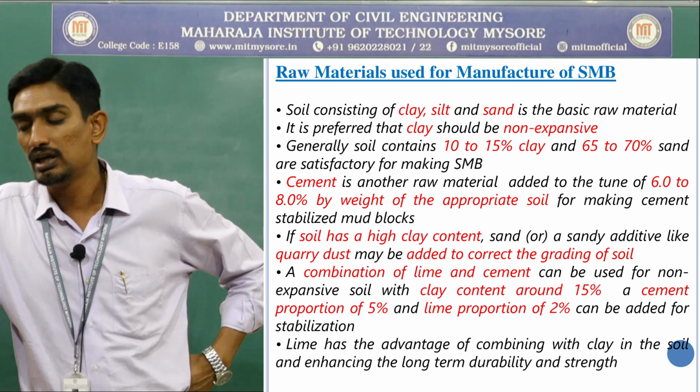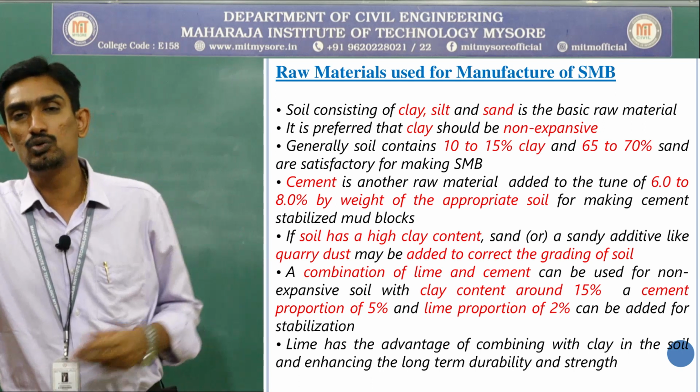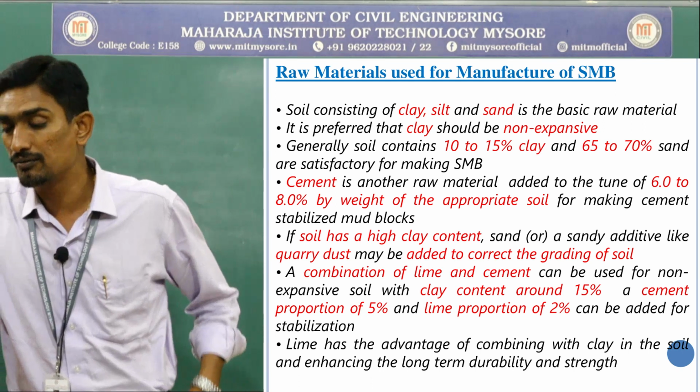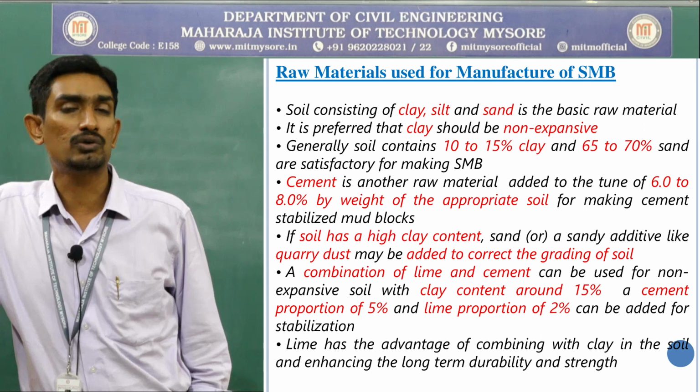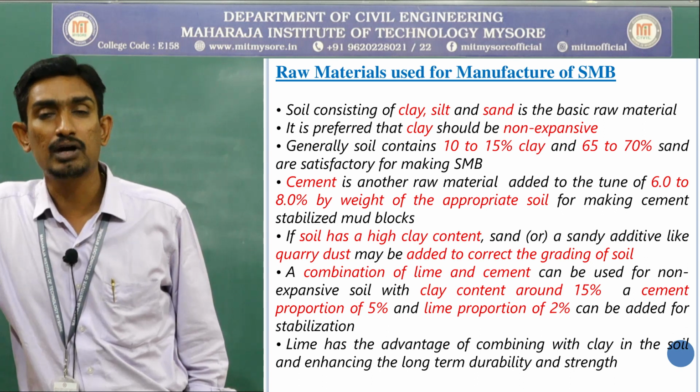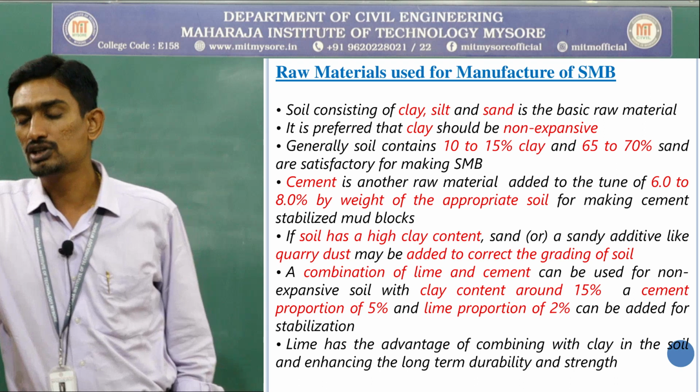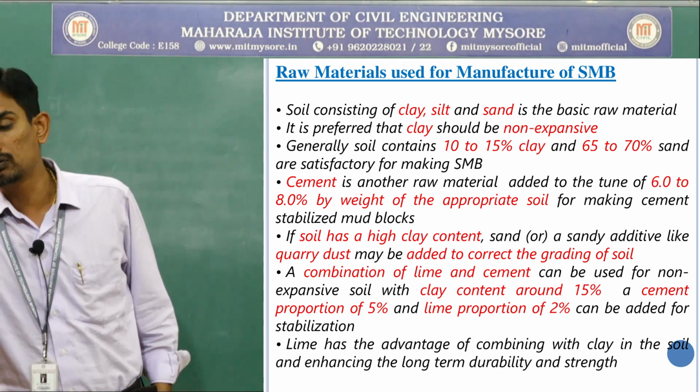Next, cement is the additive. I am going to use it as a chemical stabilizer, in which I am going to add 6 to 8% by weight of soil. Six to eight percent by weight of soil I am going to add.